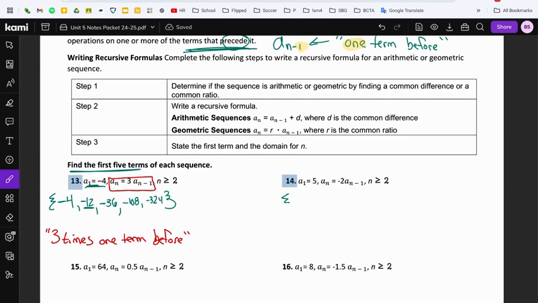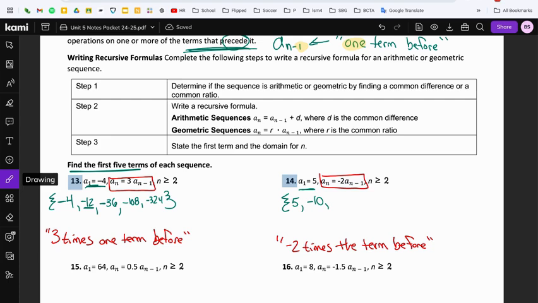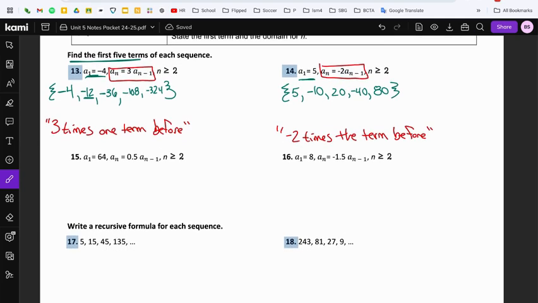So for 14 here, again, we're defined here with our first term. That's 5. Great. That's awesome. But what does our recursive formula tell us? Our recursive formula says negative 2 times the term before, or 1 term before. So I'm going to take 5 and multiply it by negative 2 to get negative 10. I'm going to take negative 10, multiply by negative 2 to get 20, multiply by negative 2 to get negative 40, multiply by negative 2 to get 80, right? It's just the same exact idea as the geometric sequence. It's just written in a different way.